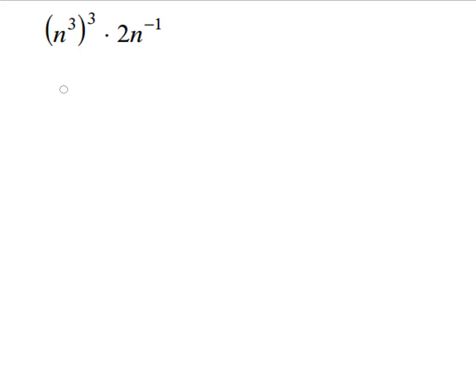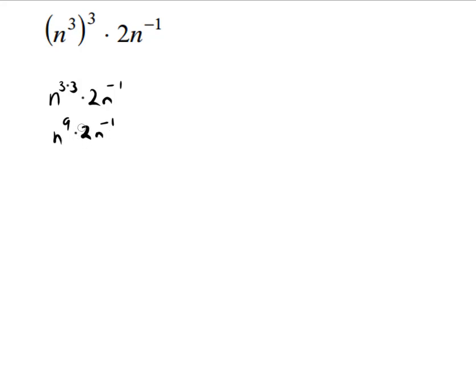And so what I'm going to do, once again, is apply the zero exponent rule. There is no zero exponent, so now I'm applying the power to a power rule. Well, I have n to the 3 to the third, so n to the 3 to the third is going to be n to the 3 times 3, right? Times 2n minus 1, and this simplifies to n to the 9th power times 2n to the minus 1, right? Now I'm going to apply the negative exponent rule.